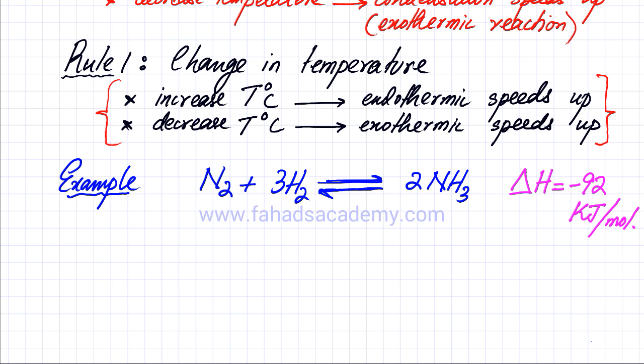Now, if you remember chemical energetics, this enthalpy change is always for the forward reaction. It's given for the forward reaction, not for the backward reaction. So the enthalpy change is negative. It has a minus sign, which means that the forward reaction, this particular reaction, is exothermic. And the reverse reaction is always exactly the opposite. So the reverse reaction would be endothermic.